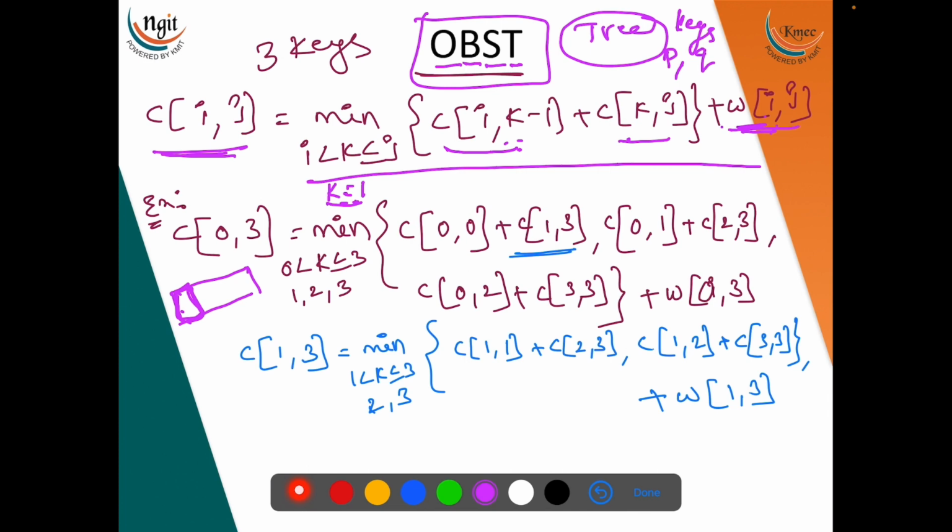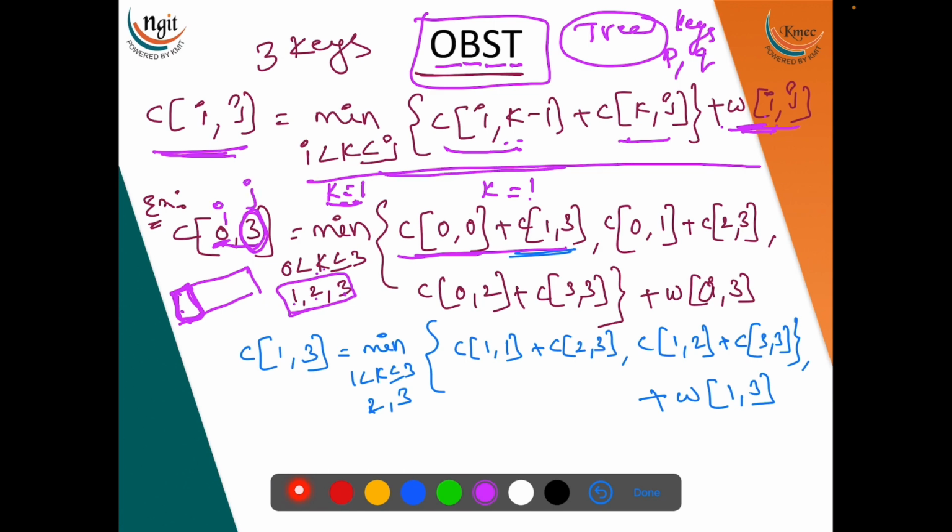We'll take an example and move a little further. I want to calculate the cost of 0 comma 3. Now what k values are possible here? When you took 3 nodes, k is equal to 1, k is equal to 2, k is equal to 3. For these 3 possibilities, you have to check the cost. That's C 0 comma 0. That means this is k is equal to 1. So when k is equal to 1, my i value is 0 over here. It is i and this is j.